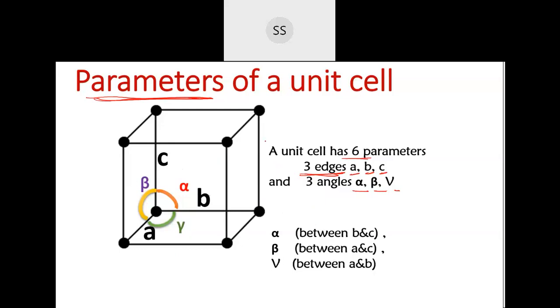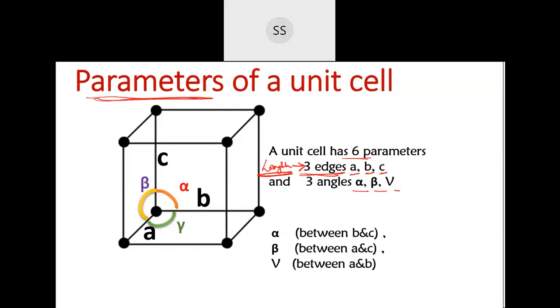I'll repeat this once again. Parameters of the unit cell means the ones which decide the size and the shape of the unit cell. So there are altogether 6 parameters. One is the length, also called the dimension. In the length part you find 3 different lengths: A, B, and the other one is C.